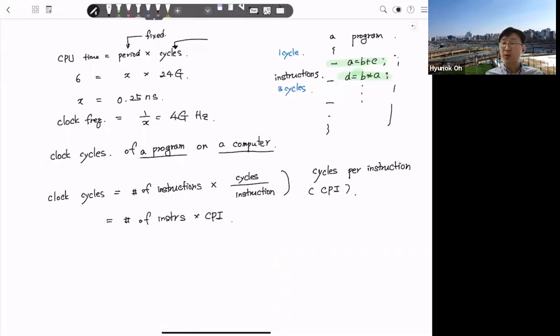Okay, so let's look at an example. There is a program A. It has 1,000 instructions. So we have to execute 1,000 instructions to finish this program A, and CPI is 2. Then what's the clock cycles?